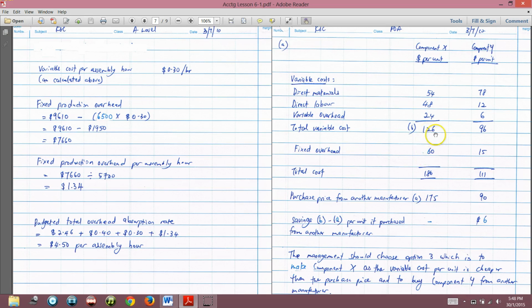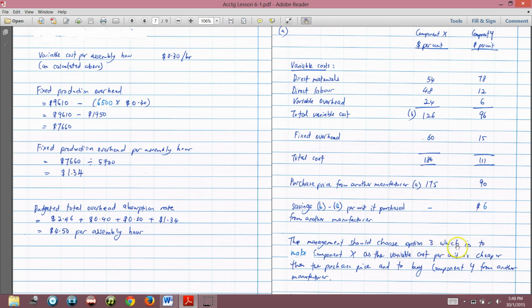Okay, so it is advisable to make component X, but component Y, you see, the variable overheads is 96. But if we buy from another manufacturer, the manufacturer only charges $90. So if we buy, we will save $6 per unit. So the conclusion is you should choose option 3, which is to make component X. We should make because it's cheaper to make, as the variable cost per unit is cheaper than the purchase price, and to buy component Y from another manufacturer. You should buy from another manufacturer because it's not worthwhile to make.